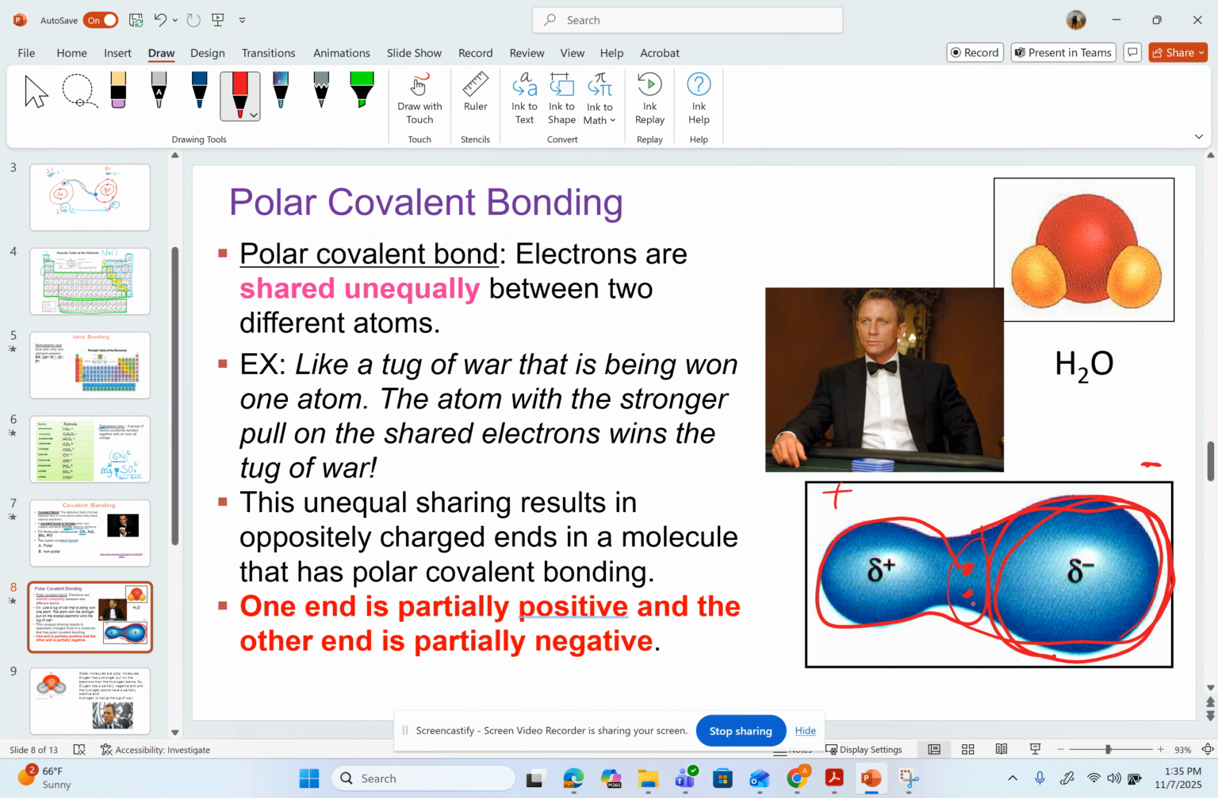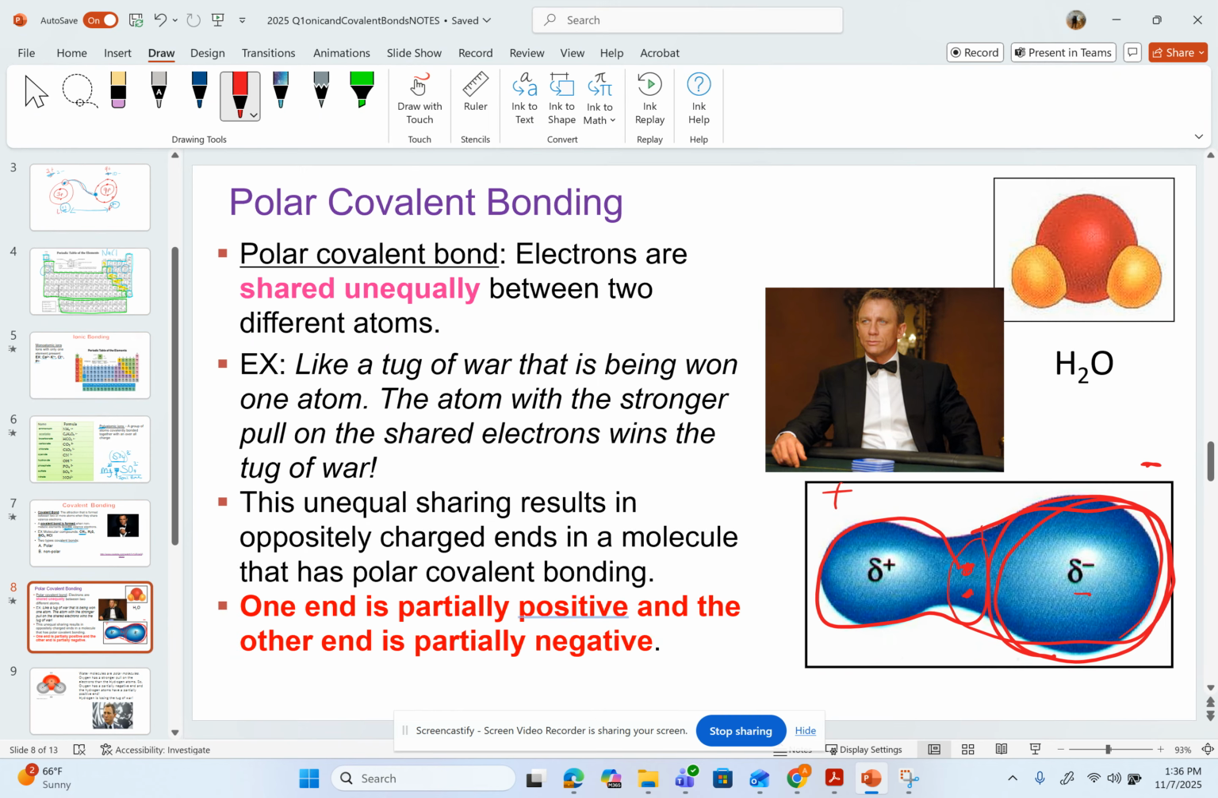So when one atom is stronger than the other when they're sharing valence electrons, they're going to form a polar covalent bond. Electrons are shared unequally. My example says it's like a tug of war that is being won by one atom. The atom with the stronger pull on the shared electrons wins the tug of war, and the electrons spend more time in that electron cloud. This unequal sharing results in oppositely charged ends in a molecule that has polar covalent bonds.